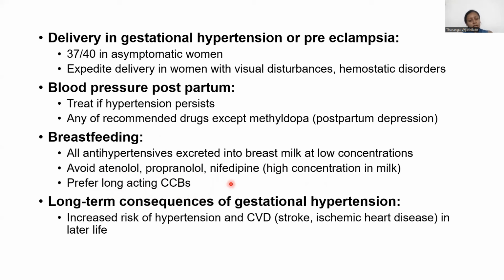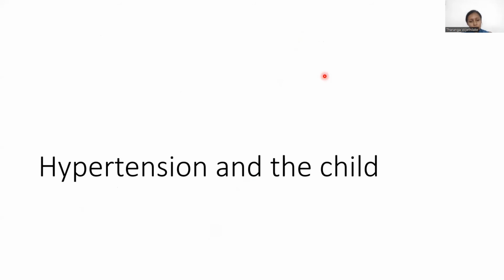Right? Now, what are the long-term consequences of gestational hypertension? You can have an increased risk later on in adult life; mothers can have hypertension and cardiovascular diseases like strokes and ischemic heart disease. So that is about the pregnant lady. By now we have spoken about adults and pregnant ladies.